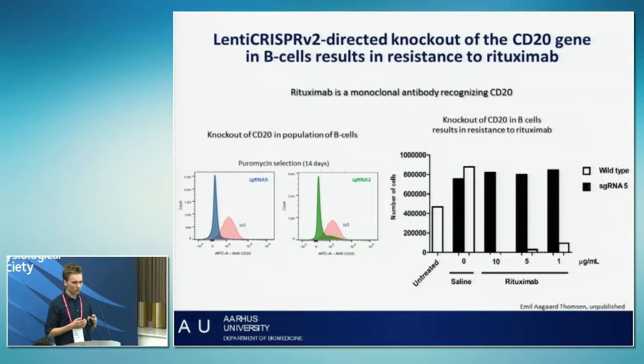One of the ways we utilize the system is shown here. Here we have done a lentiCRISPR version 2 directed knockout of the CD20 gene in cancerous B cells, and we then look at the cells' resistance to treatment with rituximab. Rituximab is a monoclonal antibody recognizing CD20, so of course only cells that express CD20 will be susceptible to the treatment. So we did transduction of B cells, and then did puromycin selection for 14 days.